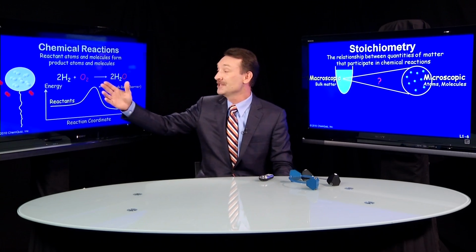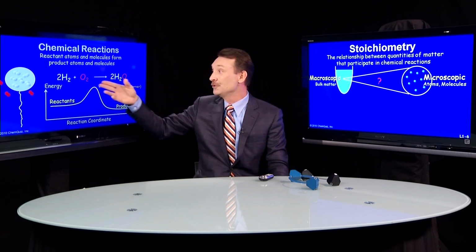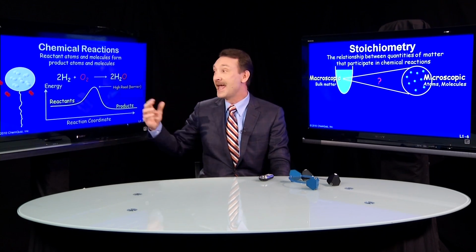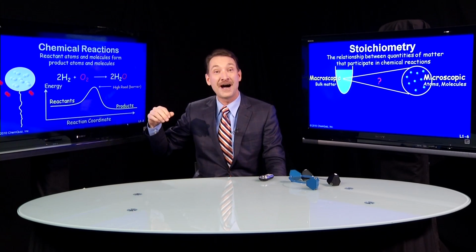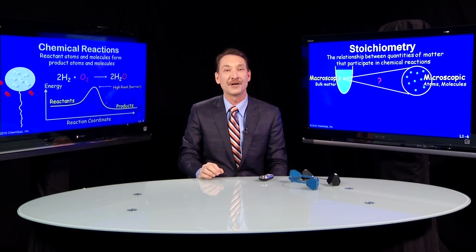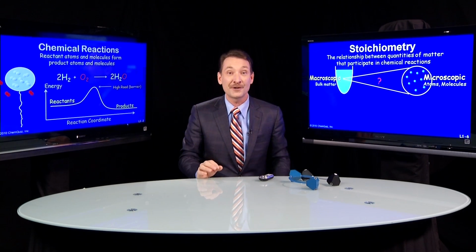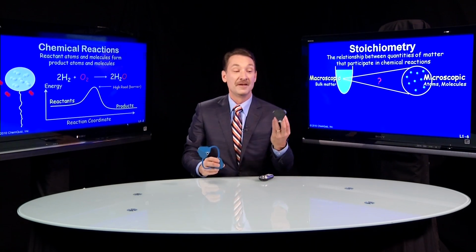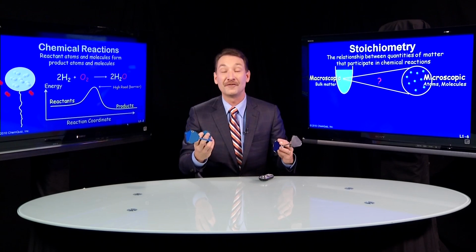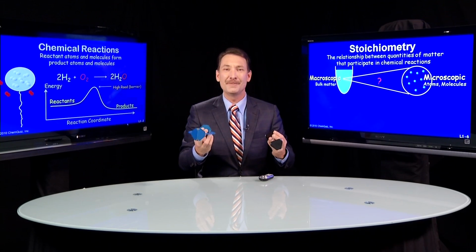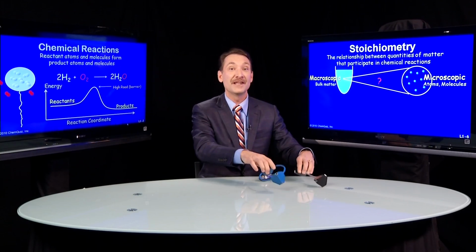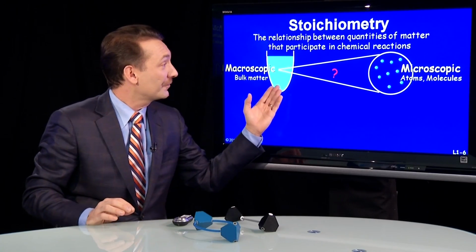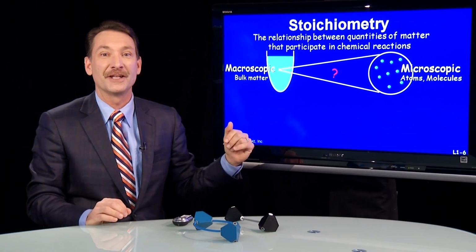Here's our chemical reaction. H2 plus O2 goes to H2O. And it's 2 particles of hydrogen and 1 particle of oxygen to give me 2 particles of water. But I can't go into the stockroom and say, give me 2 particles of hydrogen and a particle of oxygen. I need to tell them, give me a gram or 10 grams or 3 liters. What's the relationship between that microscopic and macroscopic property?